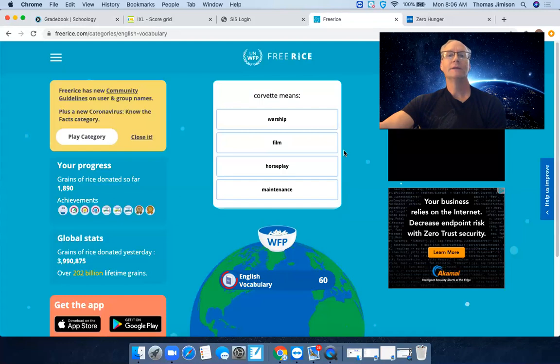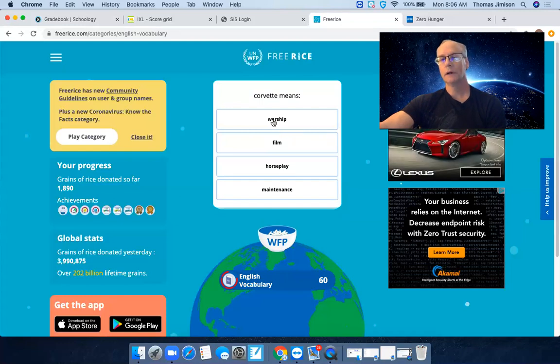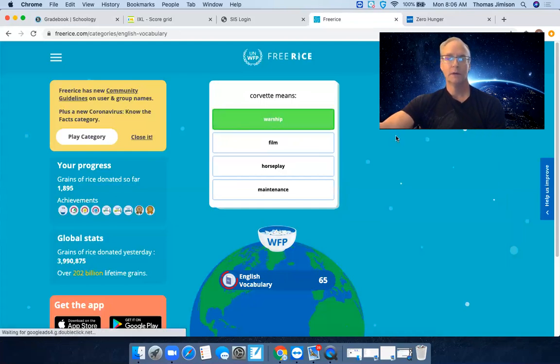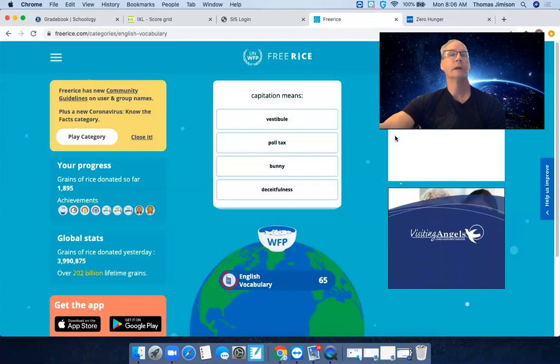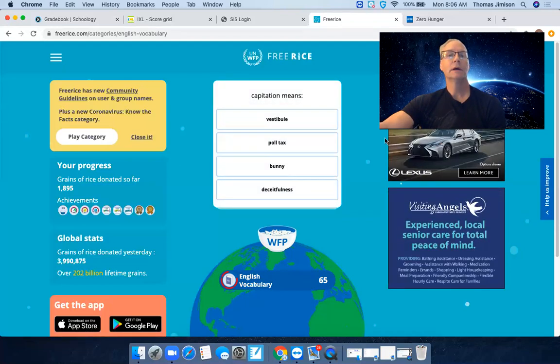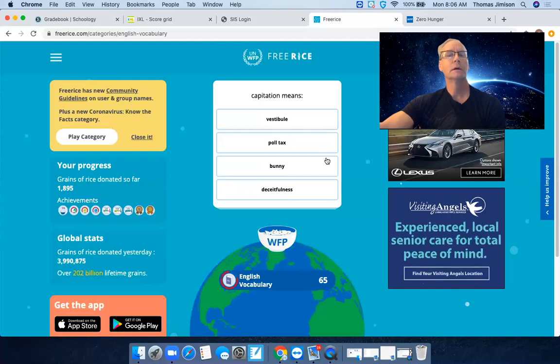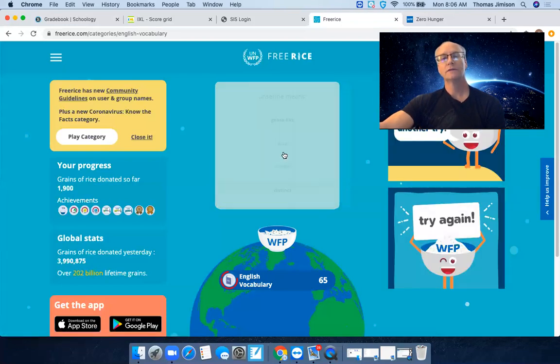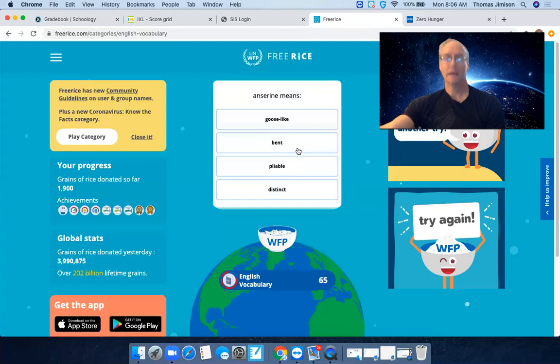A corvette, surprisingly, is a warship. Of course, you're thinking of the car, but a corvette originally was a warship. And hopefully the car looks a little like that. Capitation sounds like deceitfulness. Nope, it's a poll tax. So I finally missed one. It will come back again and check to see if you know it. Anyway, hopefully you see what it is.